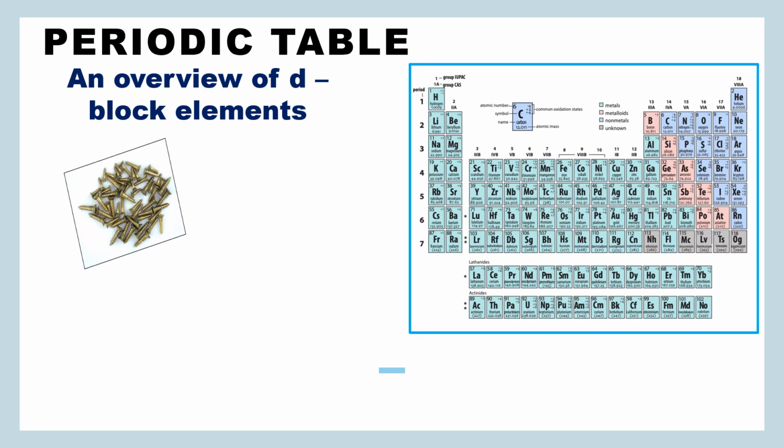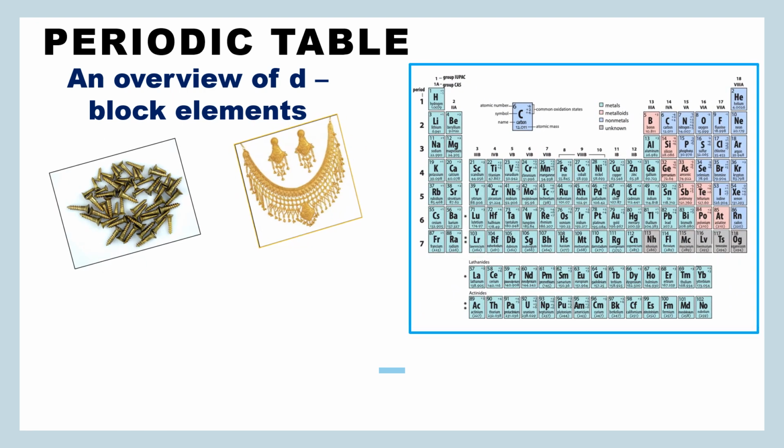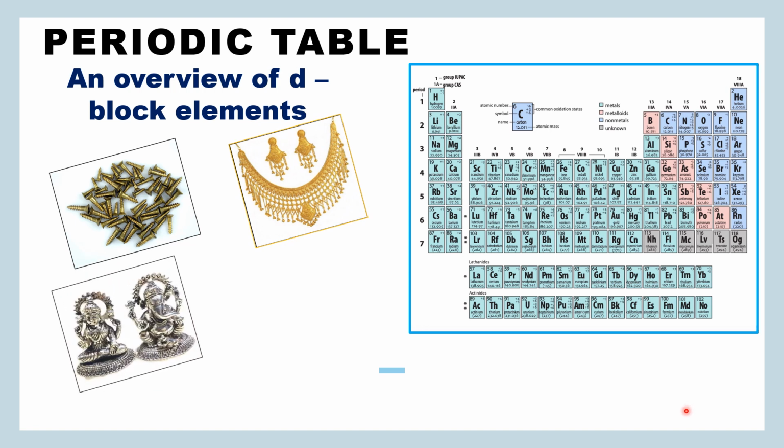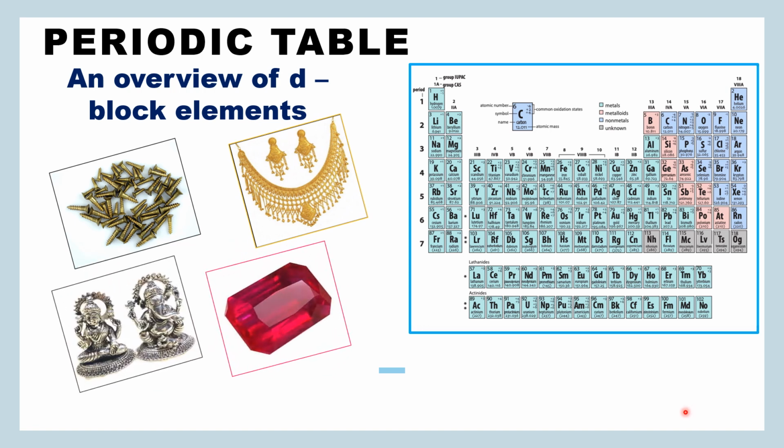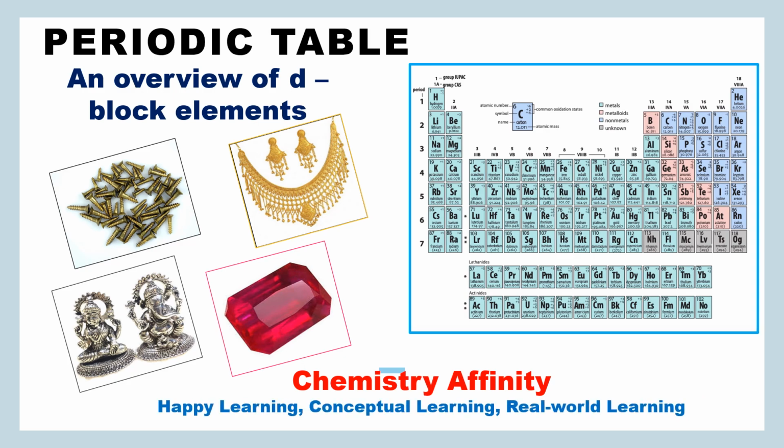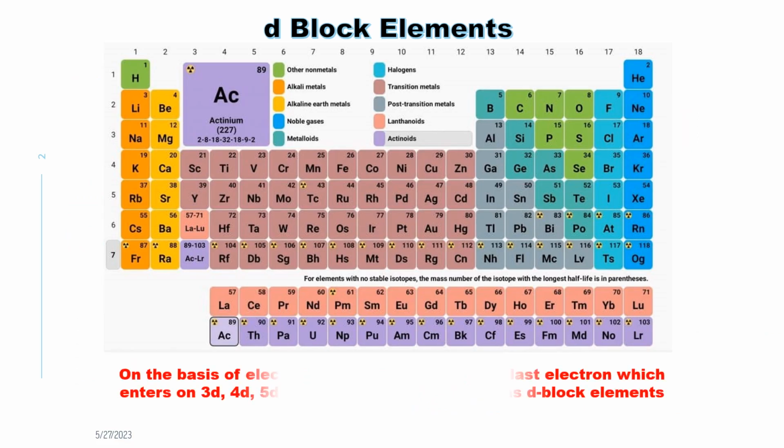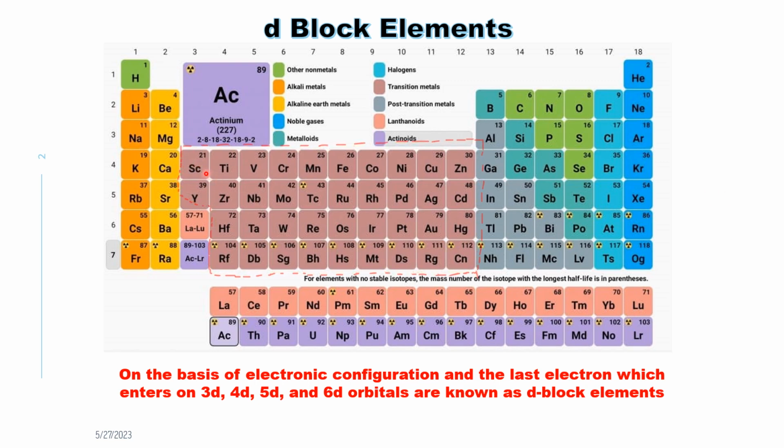In this video, I am going to give an overview of transition elements. Transition elements are also known as d block elements. In the periodic table, transition metals start from period number 4. In period number 4, the 3d orbital starts to fill. In period number 5, the 4d orbital, in period number 6, the 5d, and in period number 7, the 6d orbital fills.